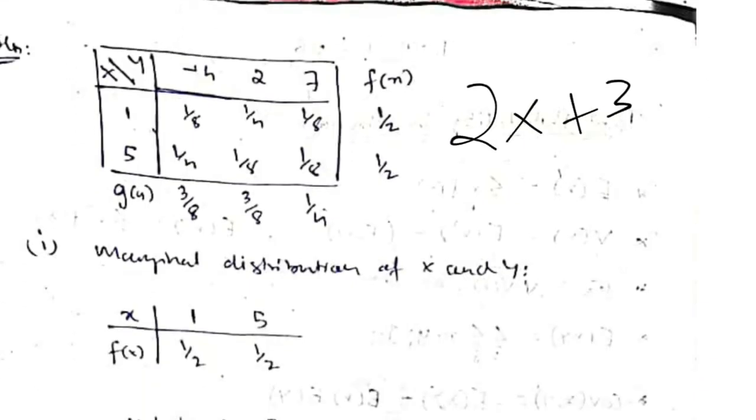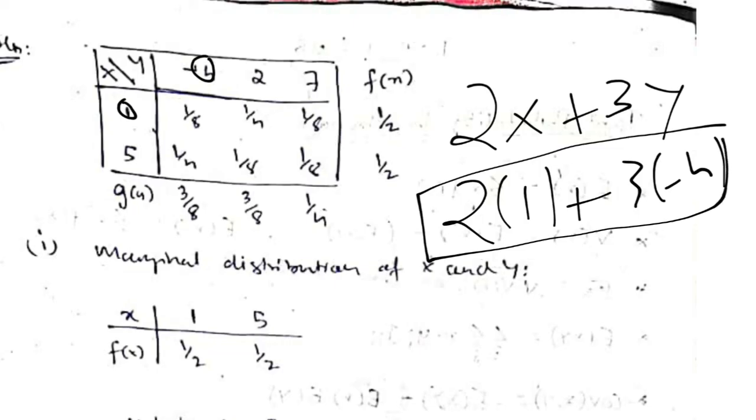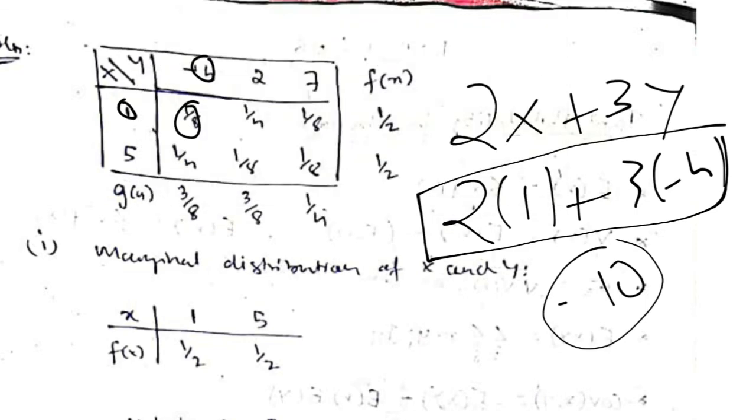2x plus 3y, right? So what is 2x? We'll be accessing each value first. 2 into 1 plus 3 into minus 4. This we'll be calculating. What will we get? Minus 10, right? Minus 10 we'll write here, then multiplied by 1 by 8. We'll be multiplying it with 1 by 8.